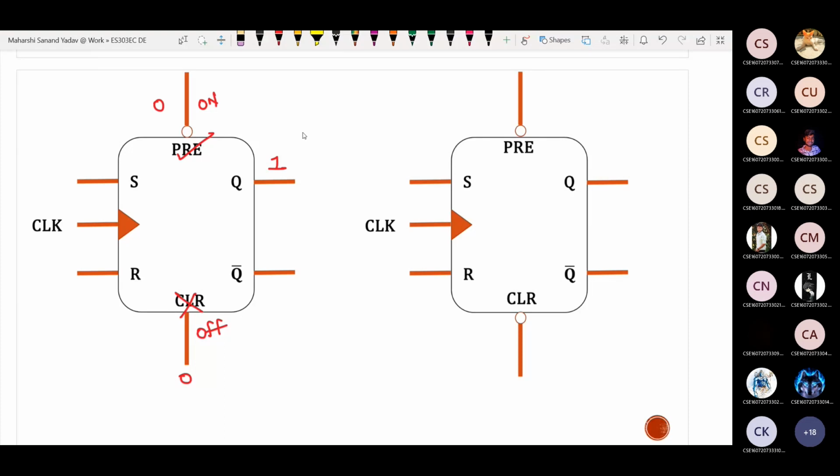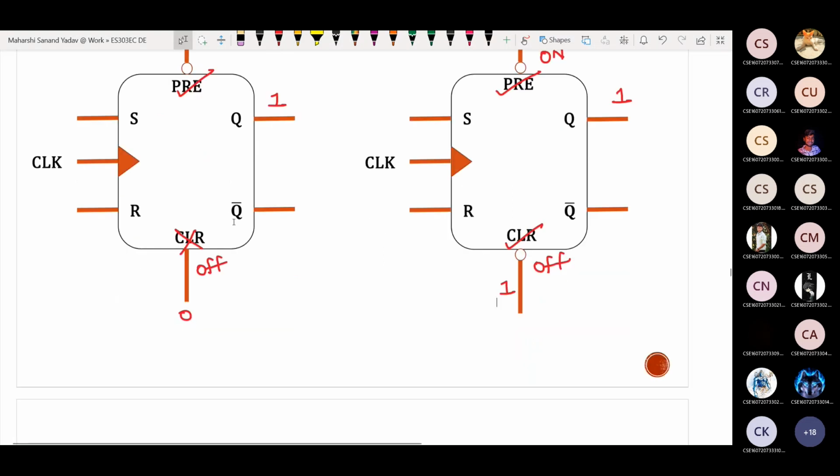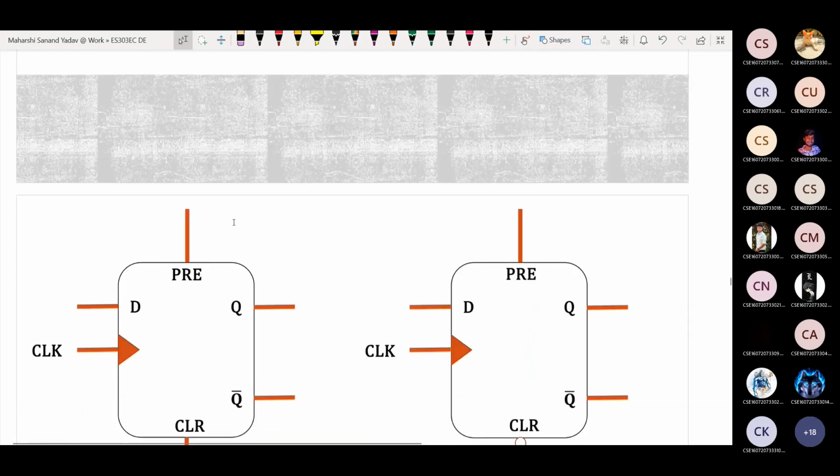Preset should be 1. Now here you tell me, I want output should be 1. Which one will you turn on? Preset should be 0, you need to turn on preset. Clear should be 1, so this should be off. Very good. Understood. So the same concept is applicable for all.